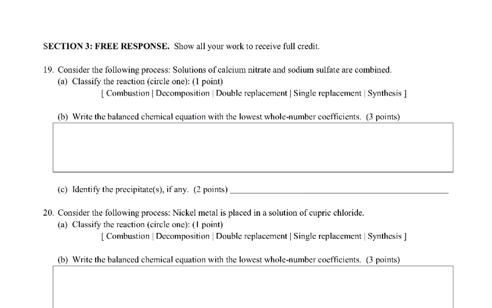Okay, 19. Consider the following process. Solutions of calcium nitrate and sodium sulfate are combined. Classify the reaction. Okay, we got a positive and a positive and negative, so they are going to change partners. So this is a double replacement reaction. So that's the first part. Now, write the balanced equation.